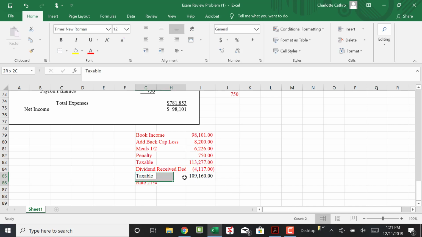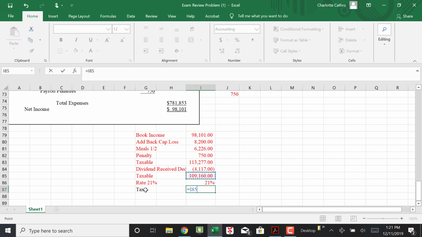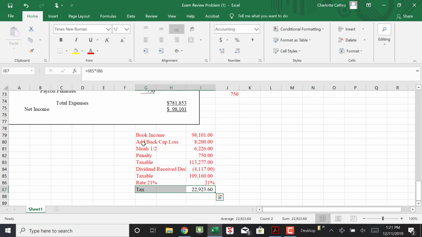of 109,160. Now we're going to apply that 21% rate to get our tax, and our tax is $22,923.60, which you would round to $22,924.